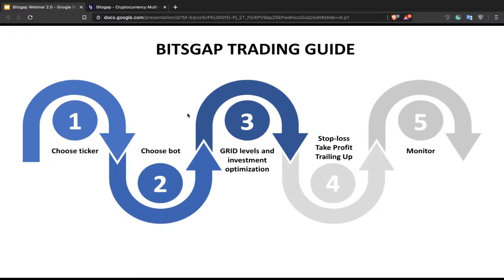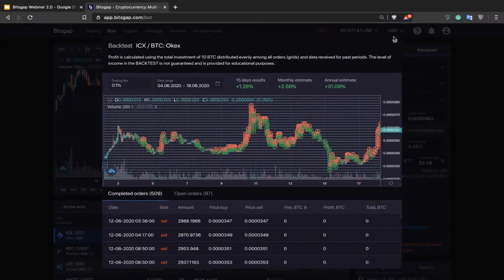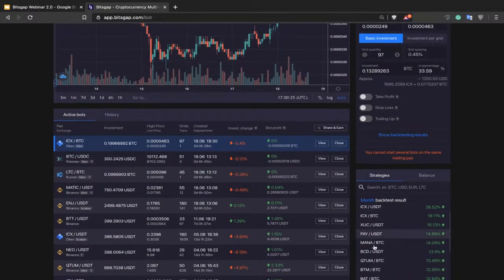And now, as we have learned quite many things, here comes the trading guide, which I would suggest you follow. So first of all, you have to choose the ticker. And you can choose the ticker, once again, based on what? Backtesting, which allows you to generate trade ideas, or you can use recommended strategies like here. All right.